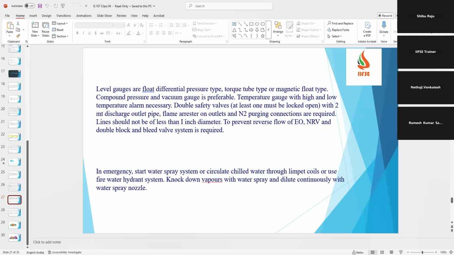In case of any emergency, we have to start the water spray system, circulate chilled water through the coils, or use the fire hydrant system. Knock down the vapors with the water spray, and also dilute continuously with the water spray nozzles, so that we can dilute effectively. That is the best solution to prevent exposure.